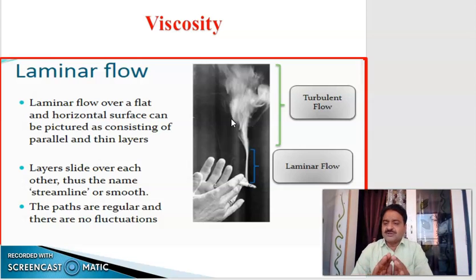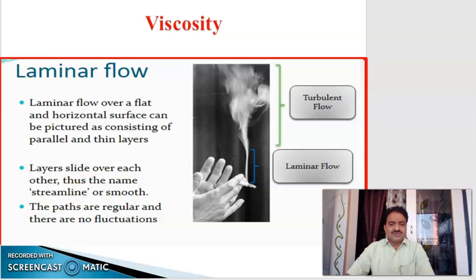They overlap with each other, we can say. So laminar flow over a flat and horizontal surface can be pictured as consisting of parallel and thin layers. And layers slide over each other, thus the name streamline or smooth. The paths are regular and there are no fluctuations in case of laminar flow.